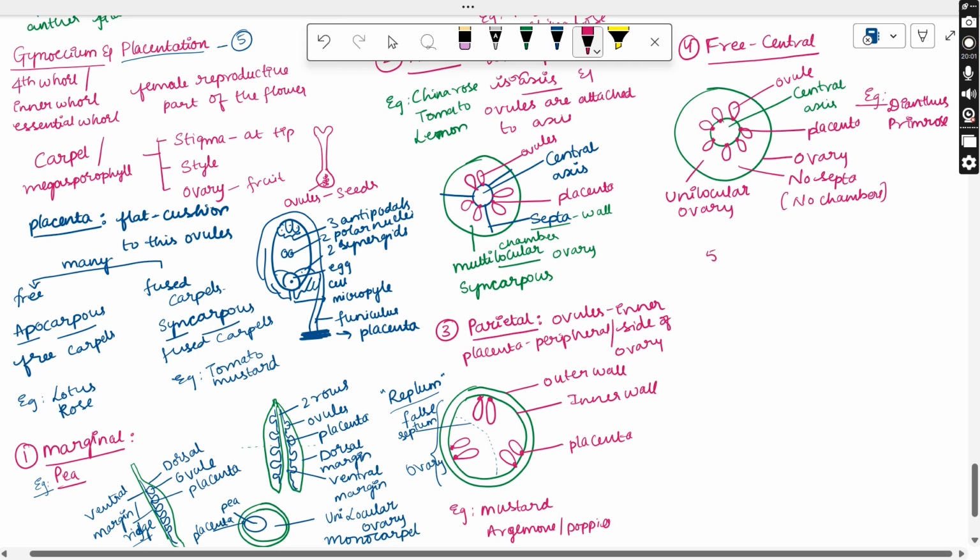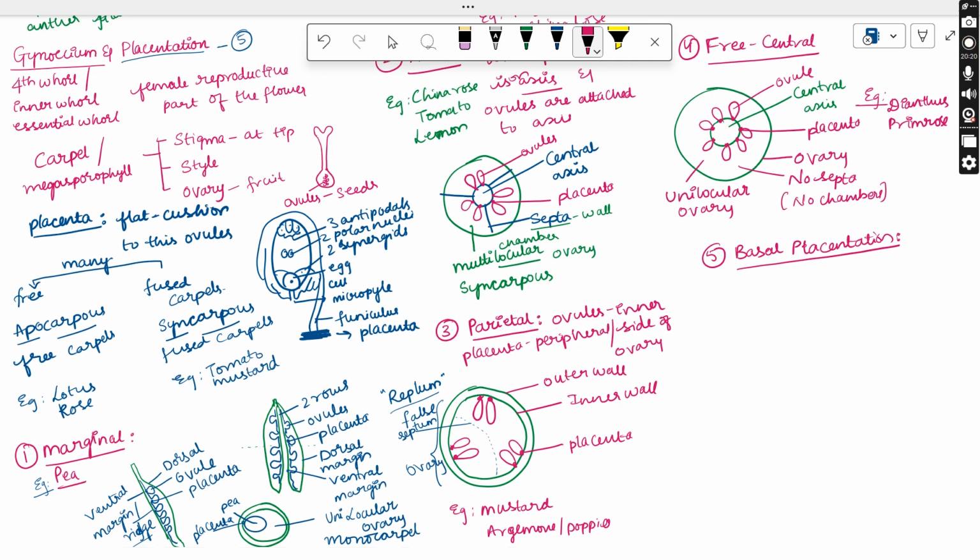And the last type which we have is basal placentation. That term indicates itself that the placenta is at the base. In the basal type of placentation, a single ovule will be attached to it. The placenta is actually developed at the base of the ovary. The ovary contains only one single chamber.